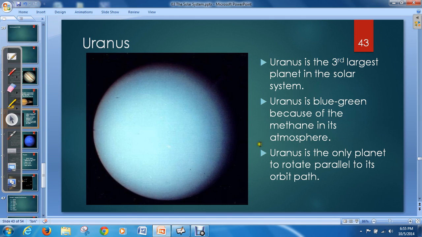Okay, and then Uranus is interesting because it's the only planet to rotate parallel to its orbit path. So all the other planets, as they circle around the sun, their rotations are perpendicular. They go in a perpendicular direction to their orbit. You can kind of think of them pointing up. But Uranus was probably hit by an asteroid early in its formation and was kind of tilted to the side. And so now it tilts in the direction it's moving. And so it's kind of tilted on its axis, rotates parallel to its orbit path. So that's kind of a cool fact about Uranus.